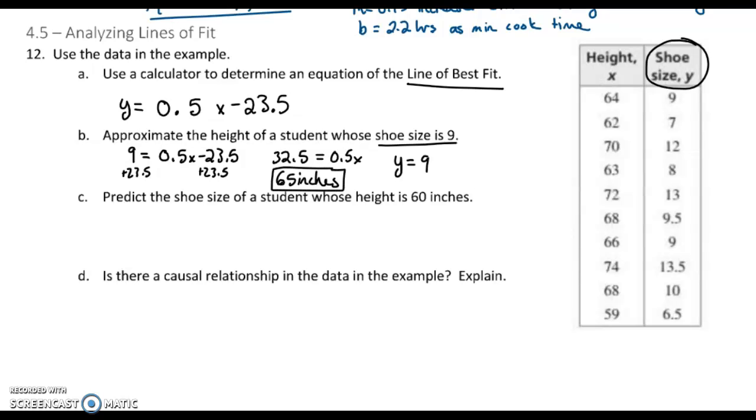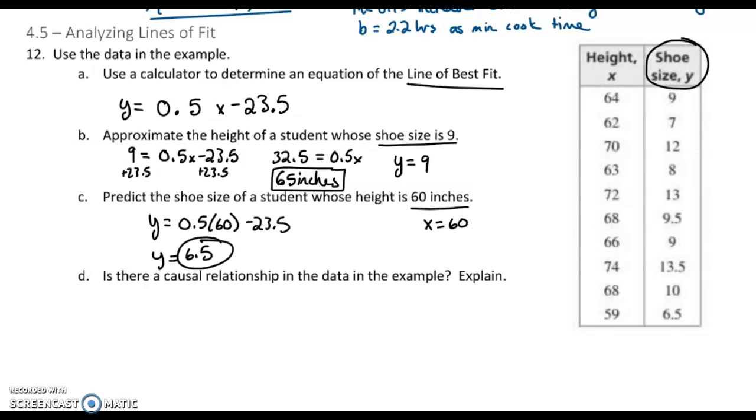So now C says predict the shoe size of a student whose height is 60 inches. Well, height is X, so that means if you know their height, you know X. So plug in 60 for X into the equation that we just got. And so 60 gets us a shoe size of 6.5.